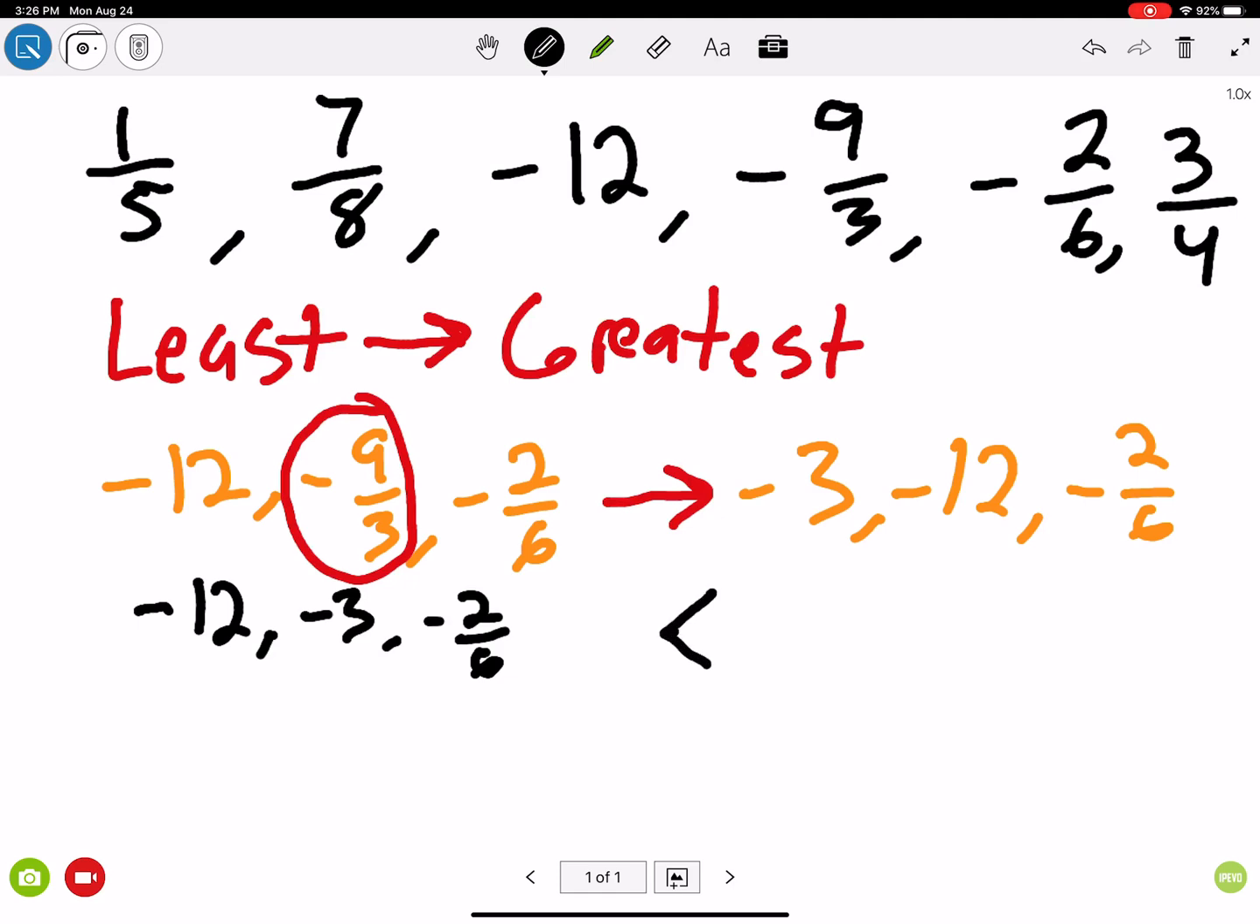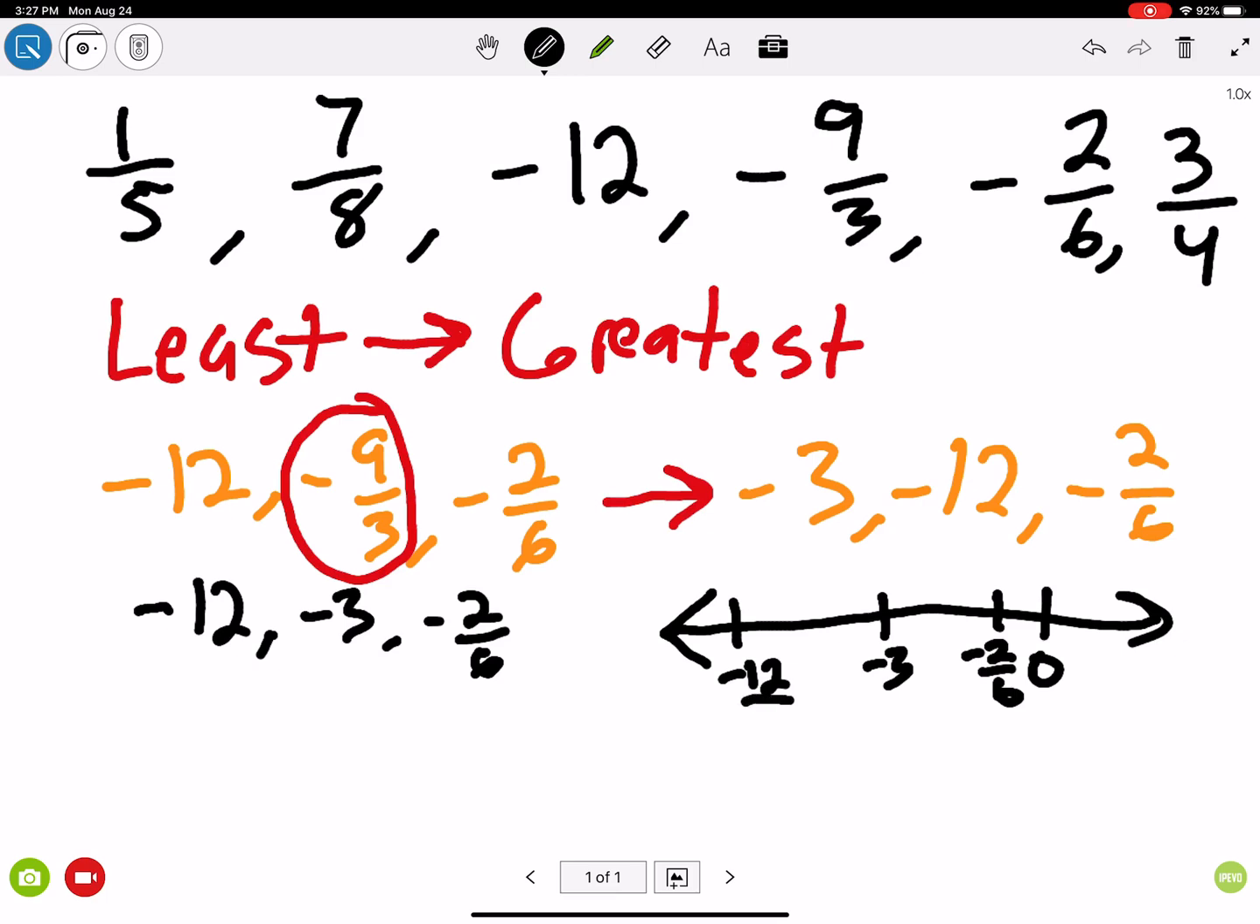So if I had a number line, it might look like this. Here's 0, here's -12, here's -3, and here's -2/6. Okay? So remember, the further left we go, the larger these negative numbers become. If I go directly to the left of -12 by 1 unit, I get to -13. And then as I keep going left, I get closer and closer to -infinity. Okay? Now, what about these other numbers?